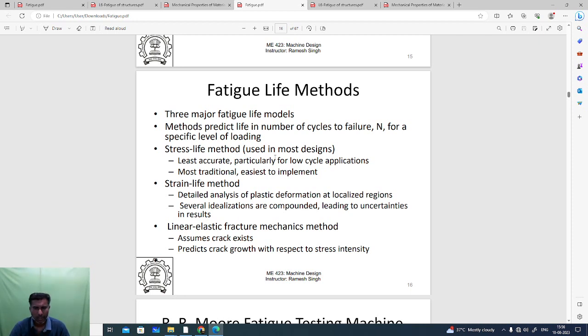Detailed analysis of plastic deformation and localized regions. Several idealizations are compounded, leading to uncertainty in details. Linear elastic fracture mechanics method: assume a crack exists. That is the stress-life method, strain-life method, and linear elastic fracture mechanics method. There are three methods.